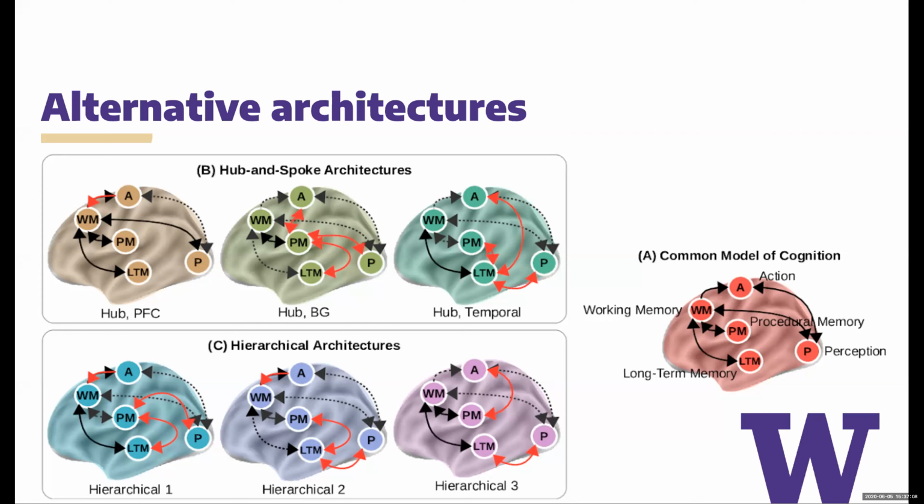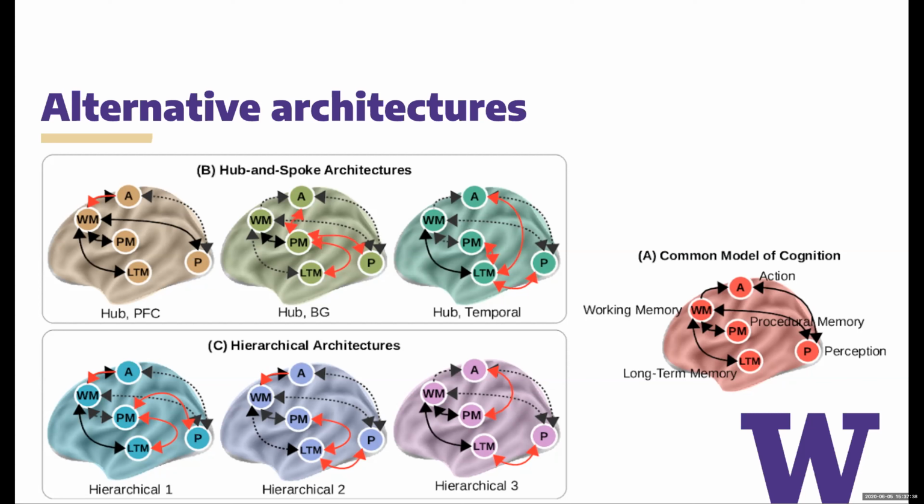So a solid black arrow is a connection that is present in both the common model and the candidate architectures. A red arrow is a connection that is unique to the candidate architecture, and a dotted arrow is a connection that is absent in the candidate model but present in the common model. So we can see that a few of these models are very similar in structure to our common model, and some are very, very different.